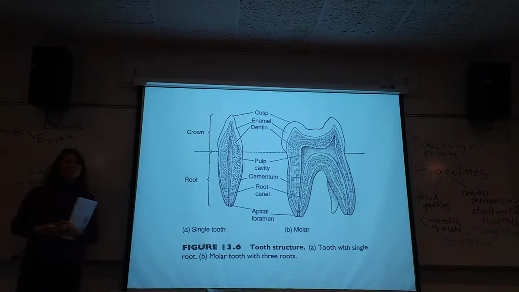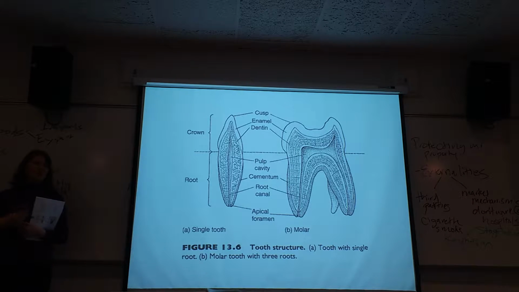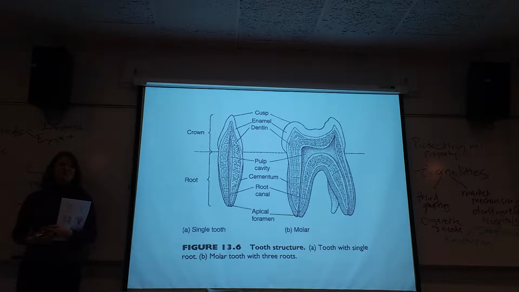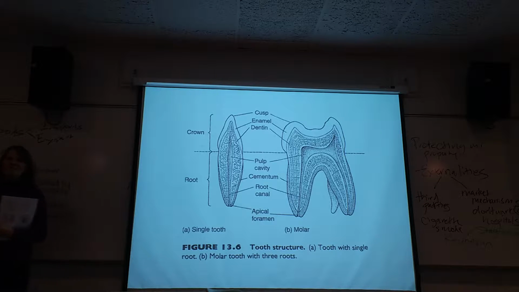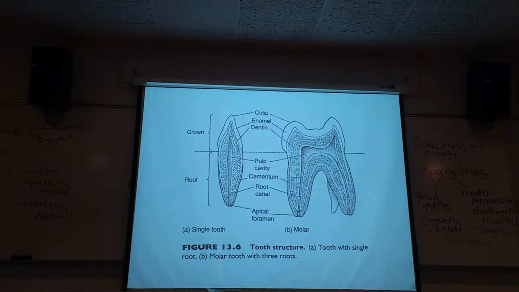So when we talk about the morphology of a tooth, there's the crown and there's the root. The crown is what's visible above the surface. The root is what's not visible. So the root is usually buried in the gum, below the gum line.